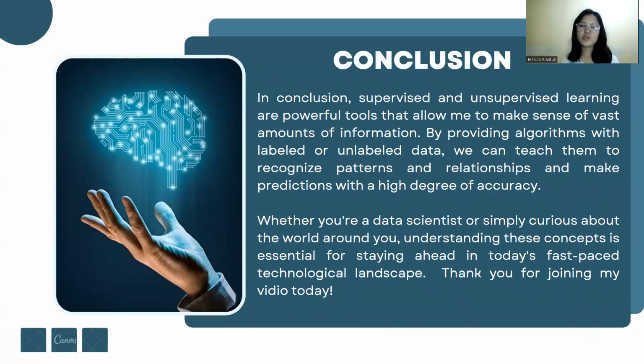In conclusion, supervised and unsupervised learning are powerful tools that allow us to make sense of vast amounts of information. By providing algorithms with labeled or unlabeled data, we can teach them to recognize patterns and relationships and make predictions with a high degree of accuracy. Whether you are a data scientist or simply curious about the world around you, understanding this concept is essential for staying ahead in today's fast-paced technological landscape.